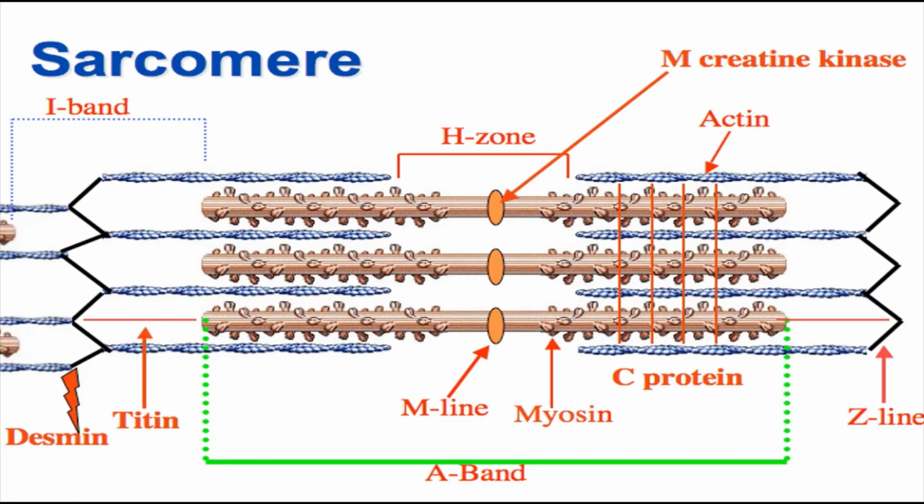So this is the sarcomere showing detailed structures. All right. So titin is a protein that will connect the thick filaments to the Z line. Okay, and the Z line is made up of a protein that is called desmin. So we've already discussed this.